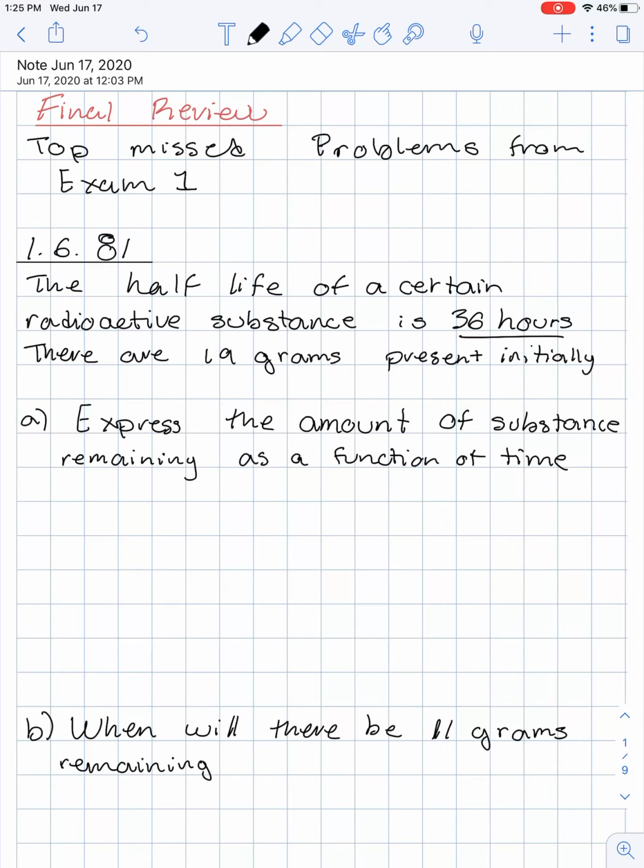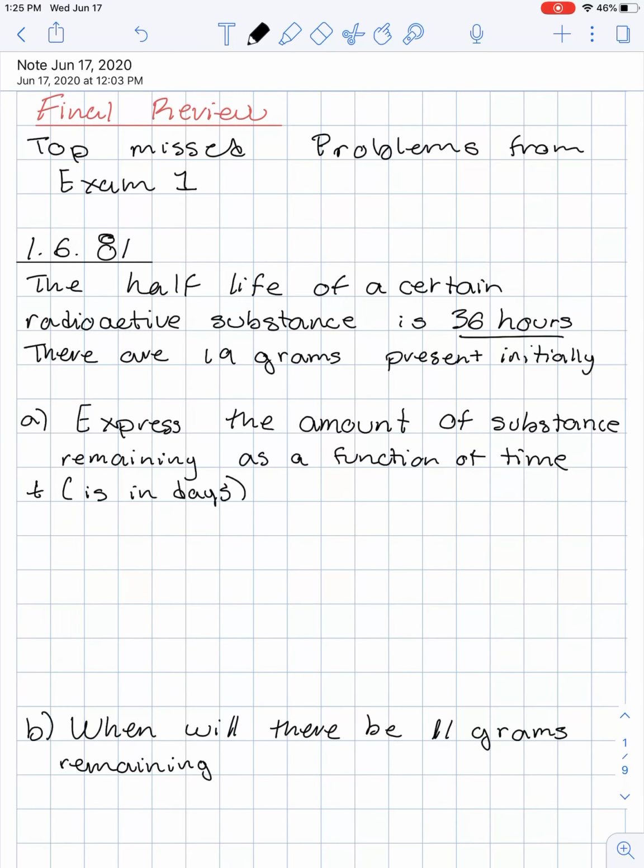The first most missed problem is from 1.6, and it's problem 81 in the textbook. The question states, the half-life of a certain radioactive substance is 36 hours. There are 19 grams present initially. Part A is to express the amount of substance remaining as a function of time. And we're specifically told that time, T, is in days.